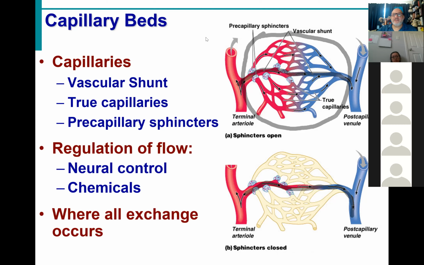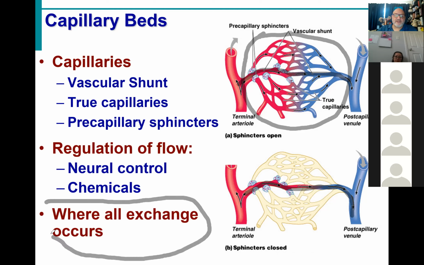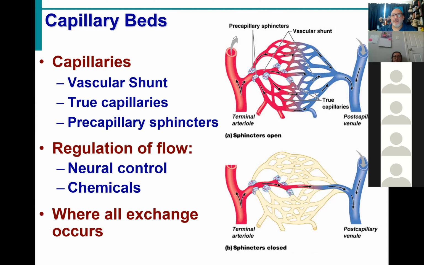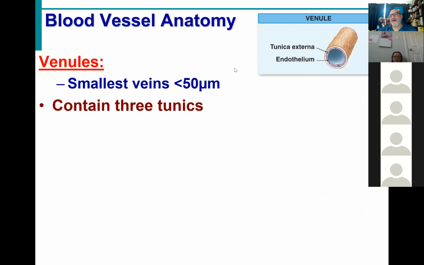Now, as I mentioned, this is where the exchange takes place, and it is a passive process. So that means we need to talk about how this actually occurs. And we'll do that, but we're going to do that in a bit. We're not going to do that yet. First, we are going to follow our path back to the heart. As I mentioned, capillaries feed into venules.